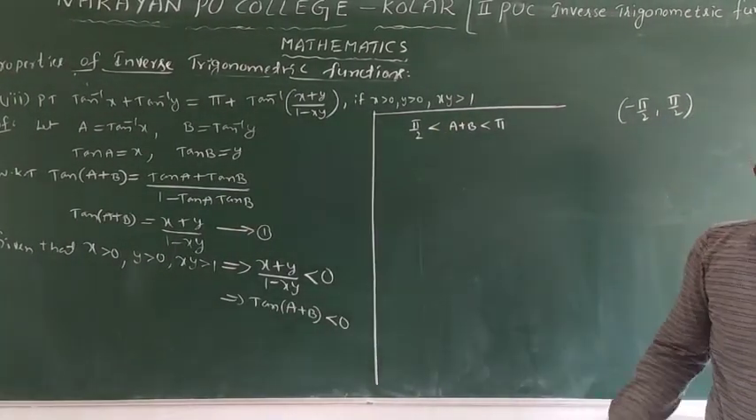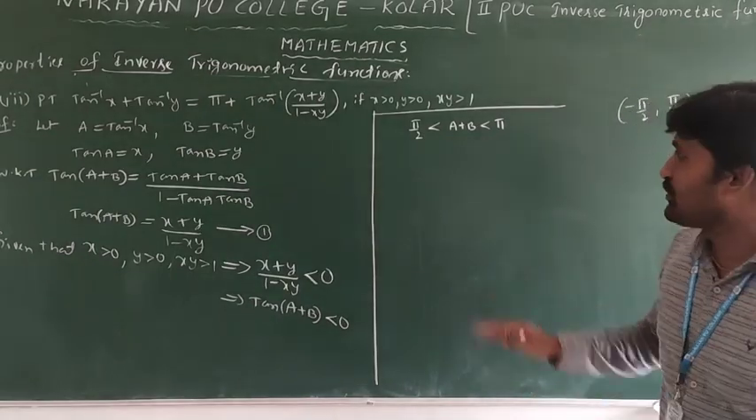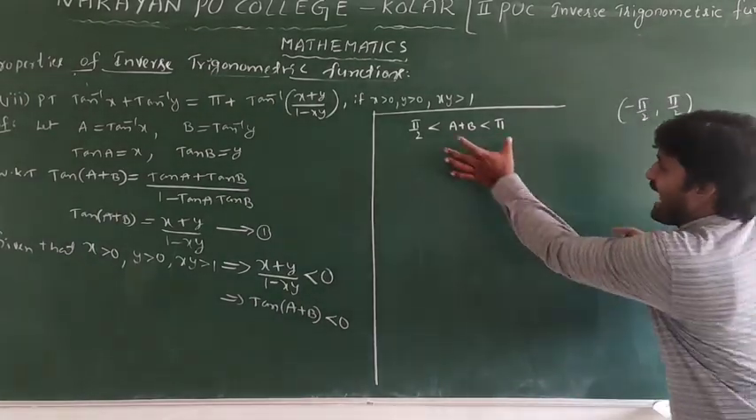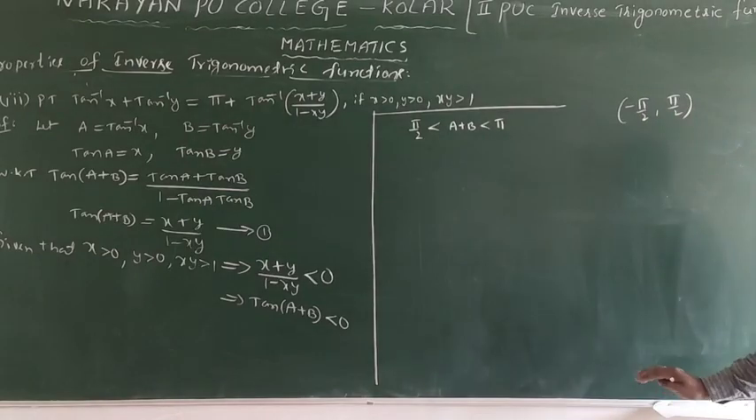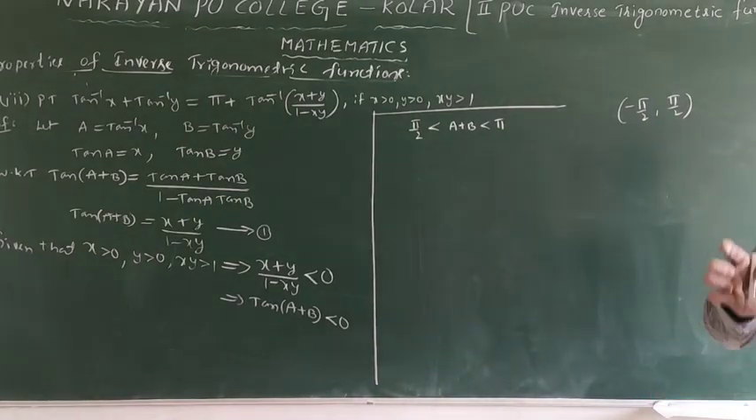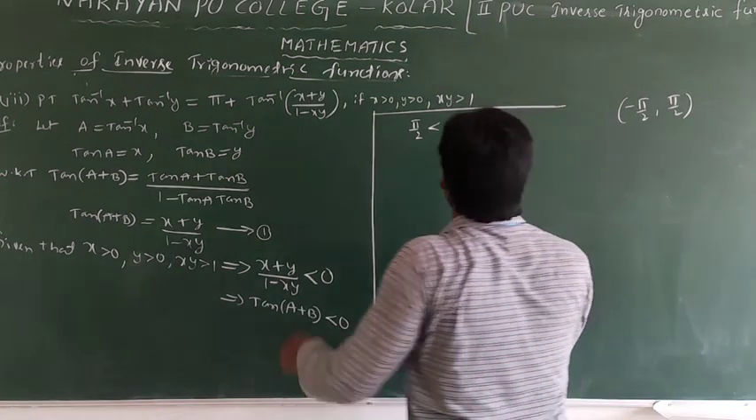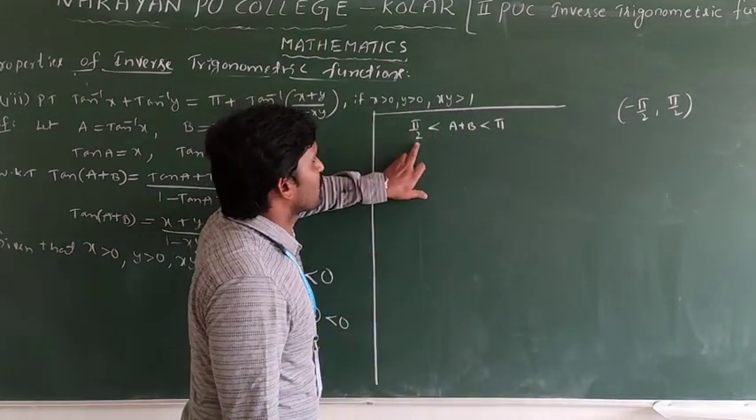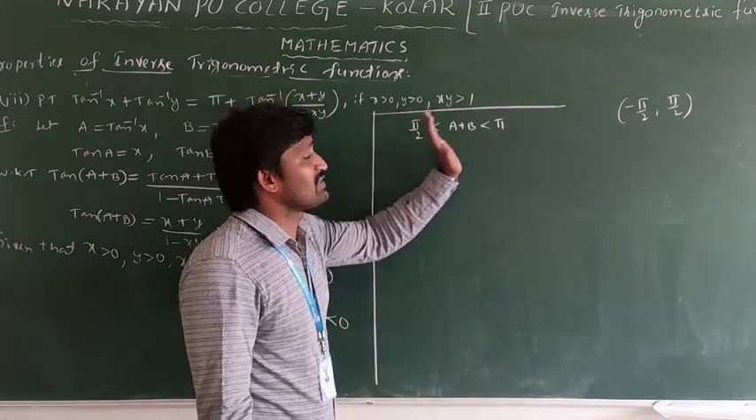That angle should not appear there. That's why we need to reduce the angle in between this interval only, either 0 to pi by 2 or minus pi by 2 to 0. To reduce this angle, I will subtract each and every value with pi.